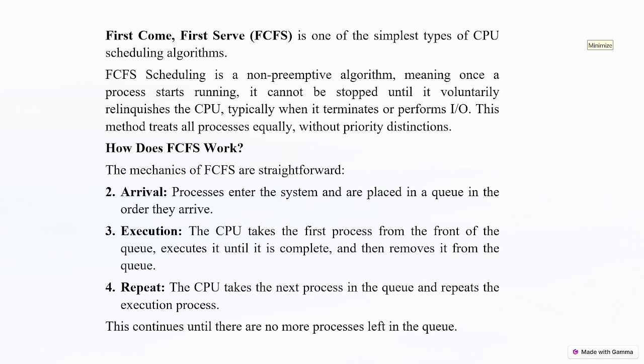The mechanics of FCFS are straightforward. It has three steps: arrival, execution and repeat. In arrival, processes enter the system and are placed in the queue in the order they arrive. In execution, the CPU takes the first process from the front of the queue, executes it until it completes, and removes it from the queue. And repeat, the CPU takes the next process in the queue and repeats the execution. It continues until there are no more processes left in the queue.